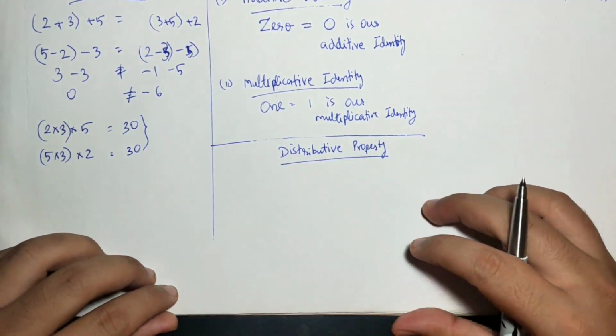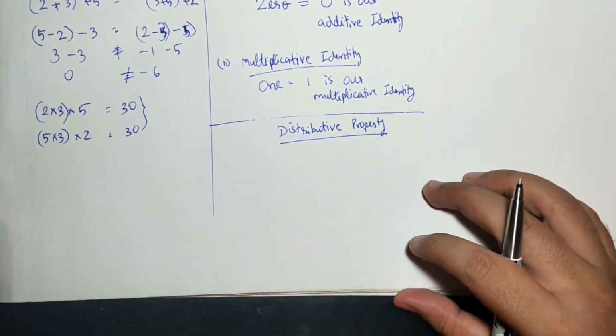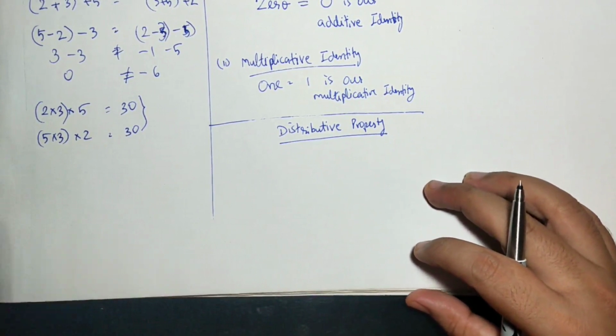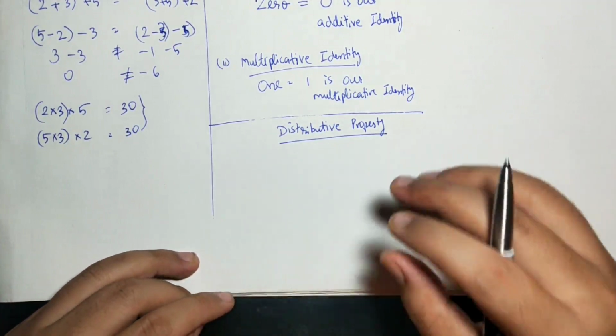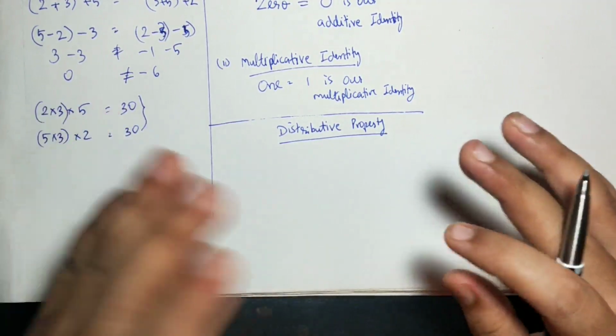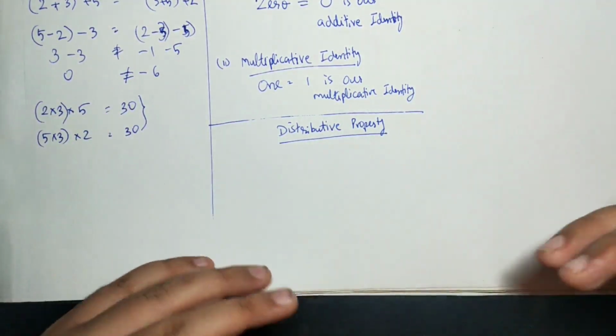The most important property, distributive property. What do you mean by distributive property? I will explain this property using variables first, and then we'll proceed towards the numbers.